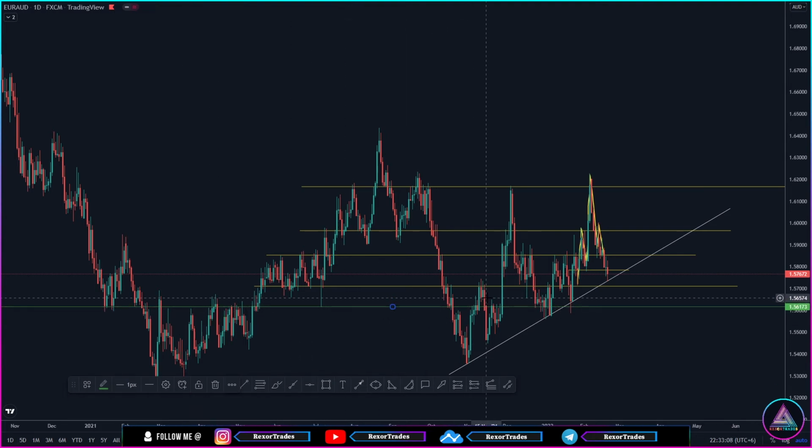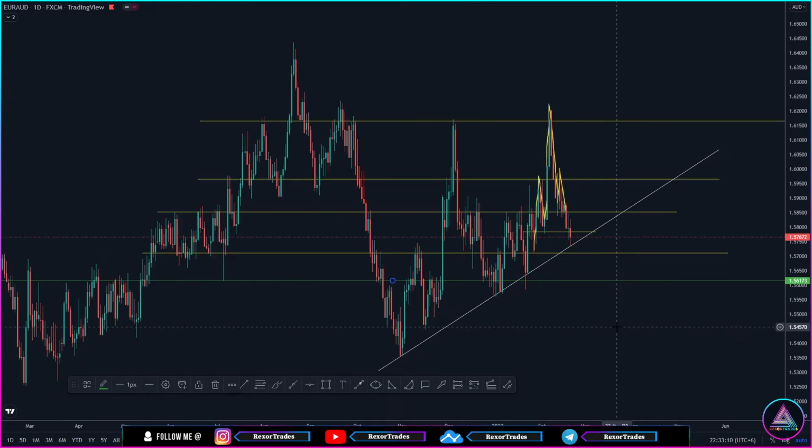As you can see all these retest points on this key level, so it's pretty obvious that if EURAUD makes a break and close below this key zone, then you can look for trades on the short side in hopes of EURAUD reaching towards this key level over here.